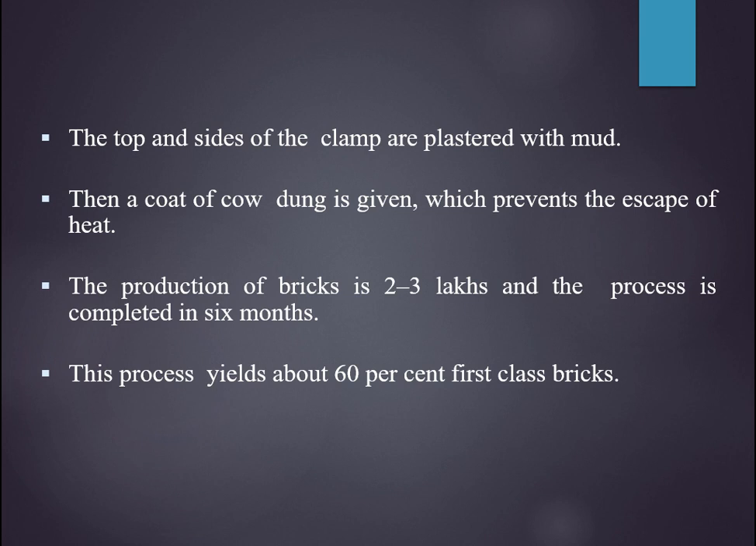By this clamp burning, the production of bricks is around 2 to 3 lakhs, and this entire process will be completed in 6 months. The time duration is more, but one good thing is that the bricks coming out of this process, burning through clamp, will give you 60% first class bricks. Let's see in future classes what first class bricks and second class bricks are. But you get a good quality of brick through clamp burning.